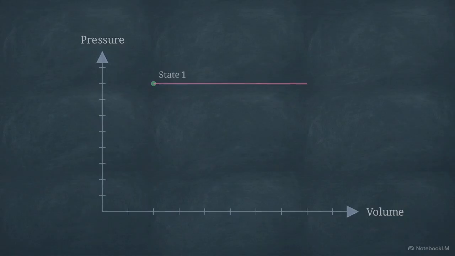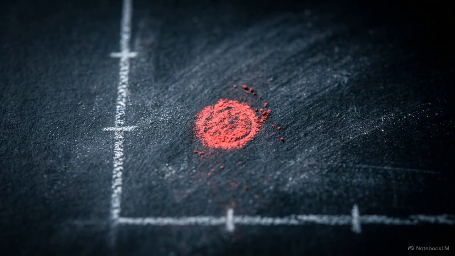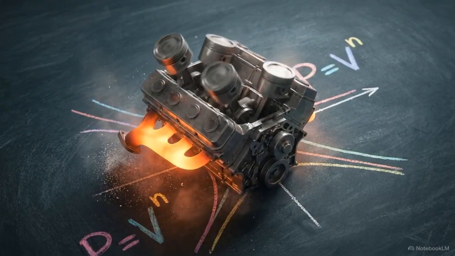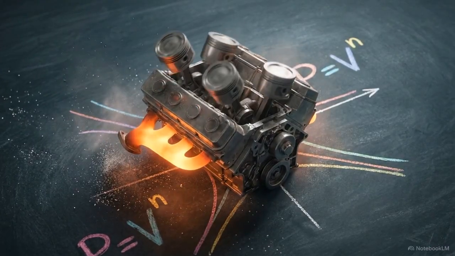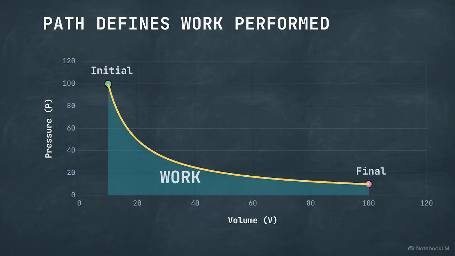These isolated observations unified into the characteristic gas equation, PV equals mRT. However, while this equation defines the relationship at any single point, it is difficult to apply to real-world engine cycles where pressure, volume, and temperature are all changing simultaneously. To calculate usable work, engineers must predict the exact geometric path the gas takes between its initial and final states.